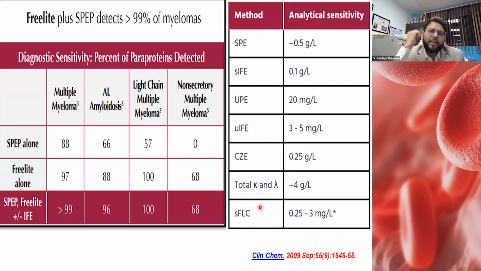So free light chain, as I said, is more sensitive as compared to SPEP. SPEP alone can detect 88%. It has a diagnostic sensitivity of 88% in multiple myeloma. But when we add free light chain, the sensitivity is more than 99%. And if you see, the analytical sensitivity of SPEP is 0.5 gram per liter and SFLC is 3 milligram per liter, roughly 100 to 200 times more sensitive as compared to SPEP alone.